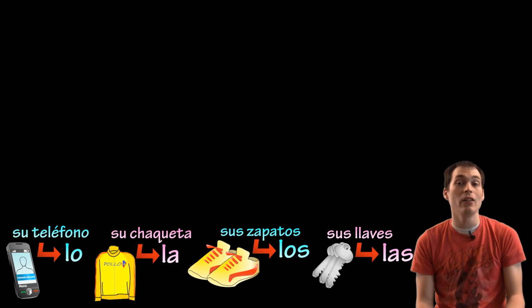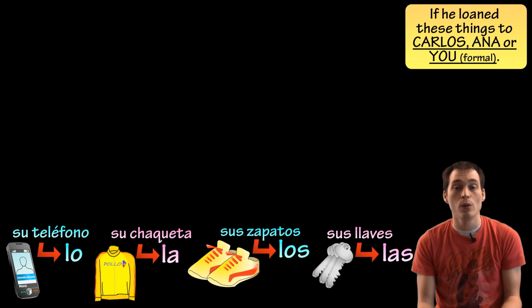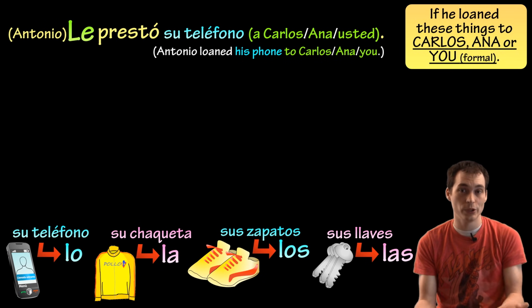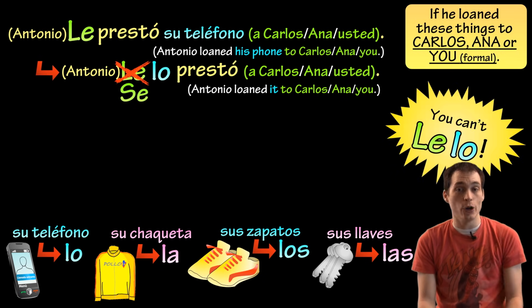Now, if he loaned these things to Carlos or to Ana or to you formal, we'd have to use le. So, if Antonio loaned his phone to Carlos, Ana, or to you formal, le prestó su teléfono. If I wanted to say he loaned it to Carlos, Ana, or to you formal, se lo prestó. Remember, you can't lay low.